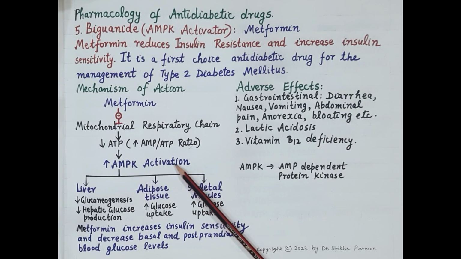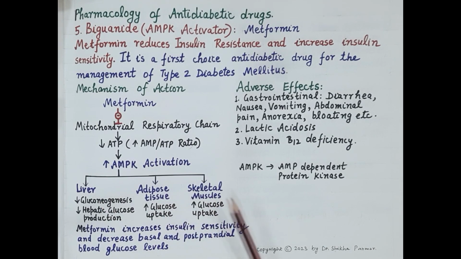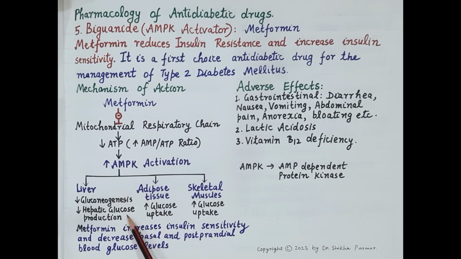Now, AMPK acts on the cells of liver, adipose tissue and the skeletal muscles. Now, in liver, AMPK inhibits the process of gluconeogenesis, and therefore substrates like lactate, amino acids, glycerol, etc. are not converted to glucose. So, this reduces synthesis of glucose in the liver, and this further reduces levels of glucose in the blood of type 2 diabetes mellitus patient.